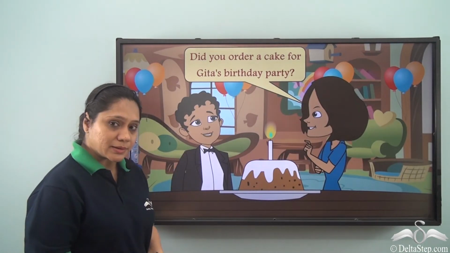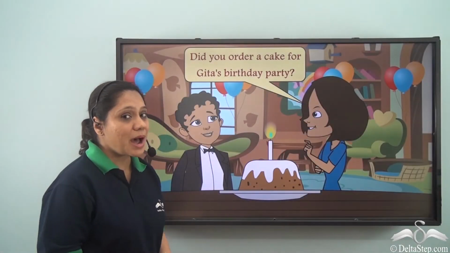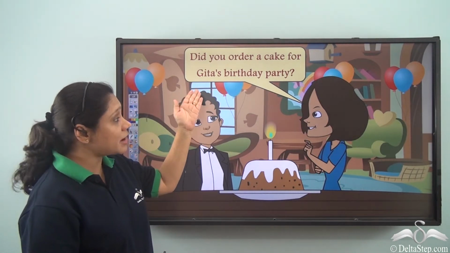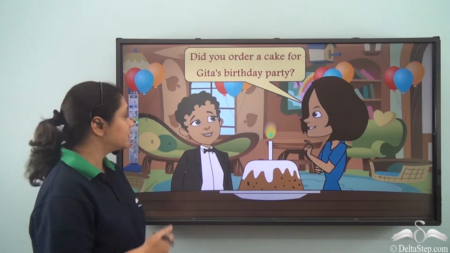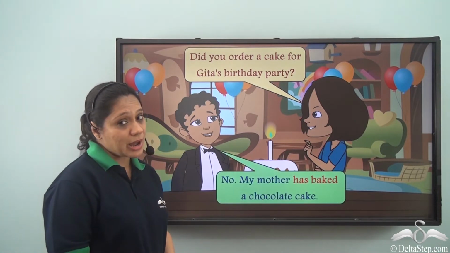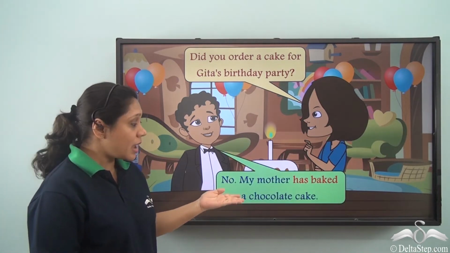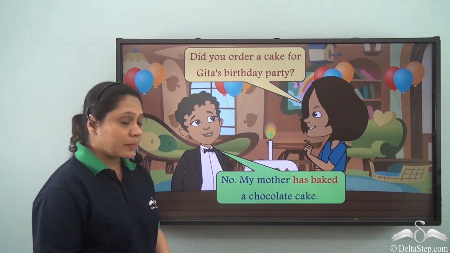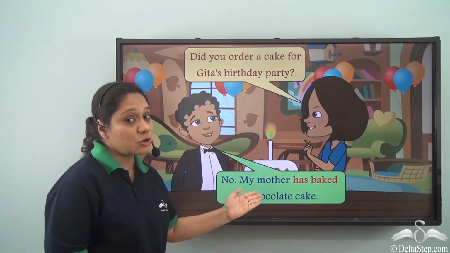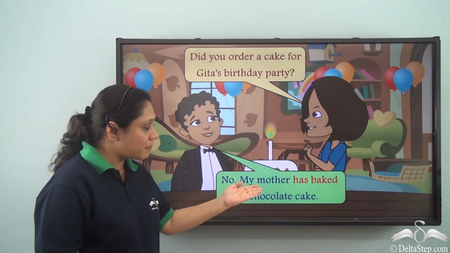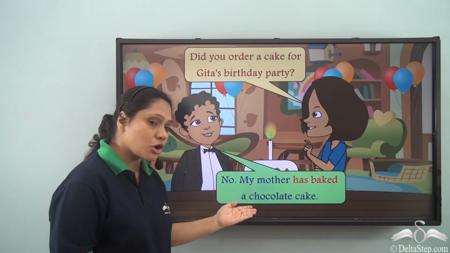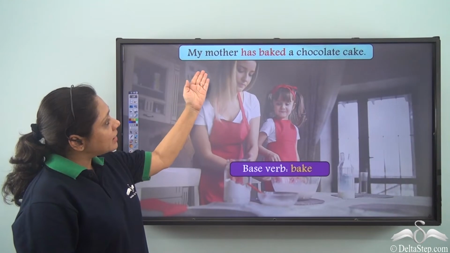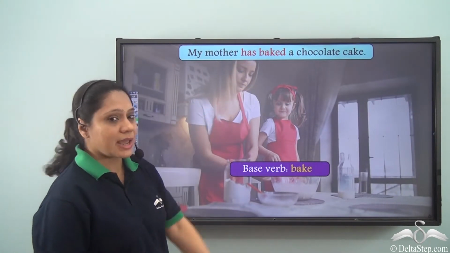This is Geeta's brother. Another friend in the party asks her brother, "Did you order a cake for Geeta's birthday party?" Her brother replies, "No, my mother has baked a chocolate cake." Now let us look at this new kind of sentence, "My mother has baked a chocolate cake."